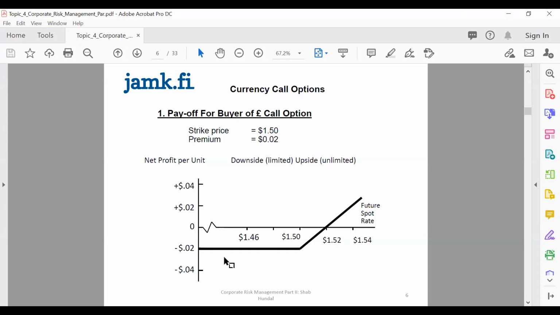Yeah, but how if the price is 140? Wait, what? I didn't get it. Okay, I can explain it.